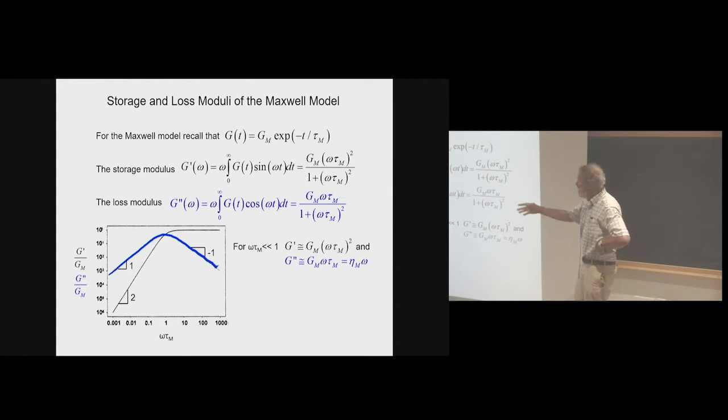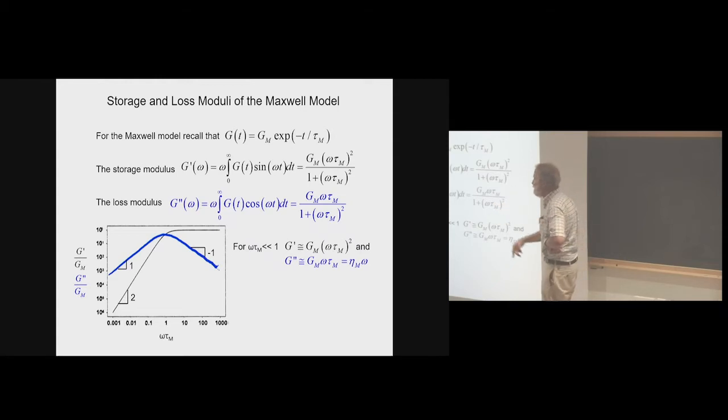So for nice monodispersed materials, they almost look like this Maxwell model. We'll see it's not quite that, but it's close. Whereas for polydispersed polyethylene or polypropylene, you'll never see the slope of 2. You might get lucky and see the slope of 1, but the slope of 2, you'd have to go to 10 to the minus 5 radians per second or something, and that's just not practical, right?